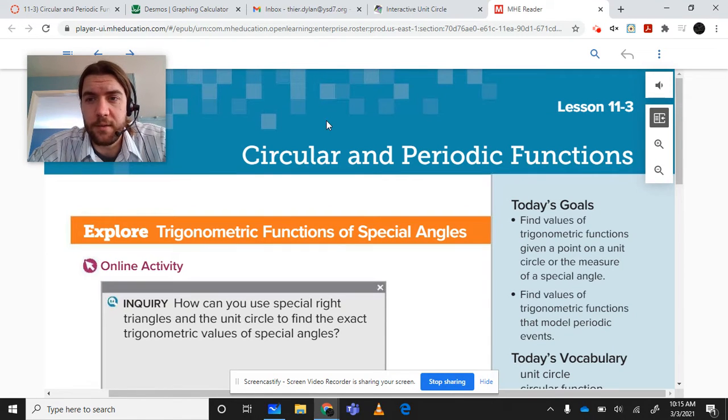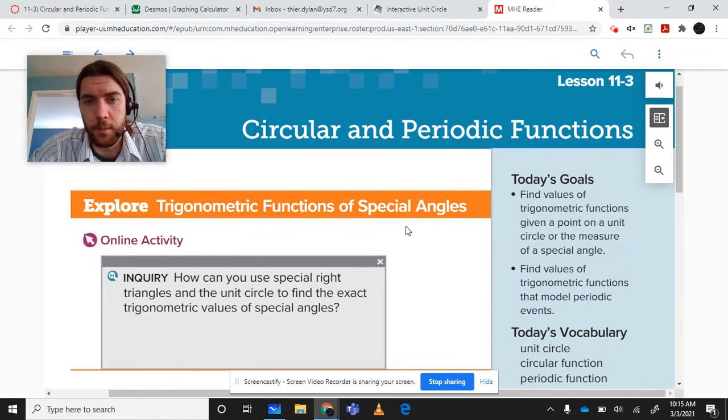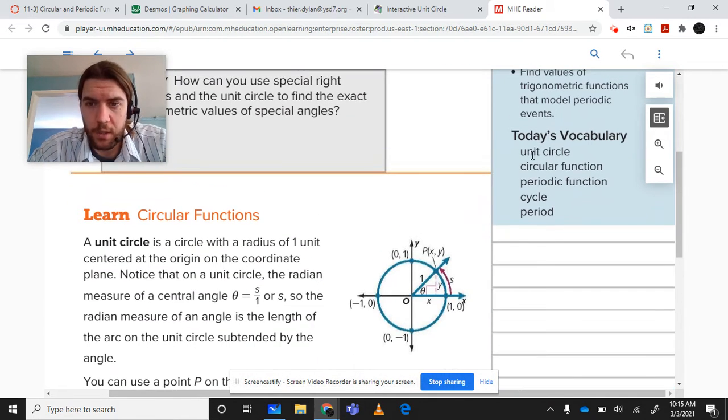Hello, welcome to lesson 11.3 on circular and periodic functions. Today we're going to be talking about something that is called the unit circle. Now, this is what I think is probably one of the most important topics in math. It connects things that are seemingly very, very far apart from our kind of assumptions.